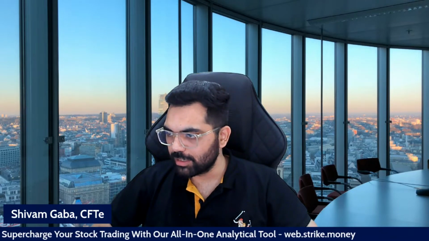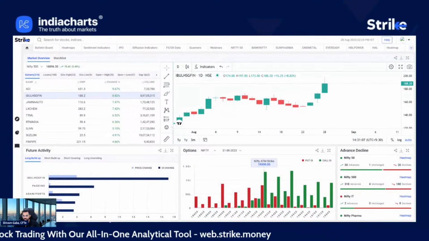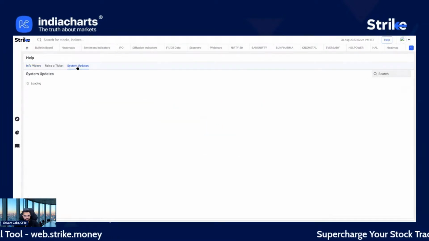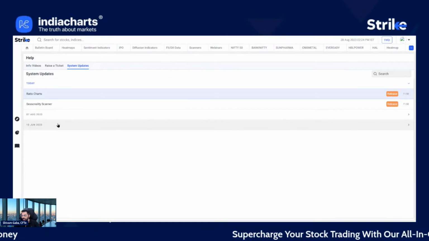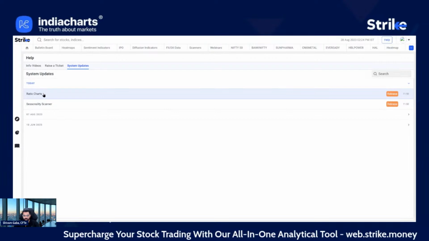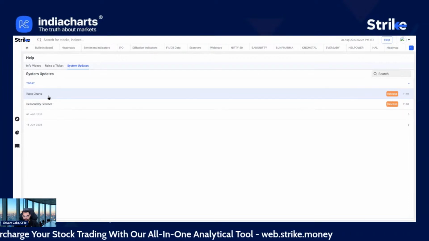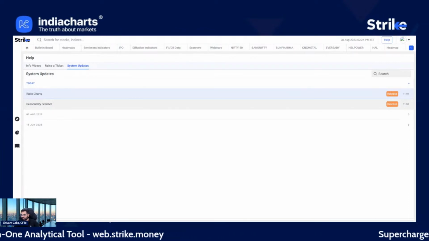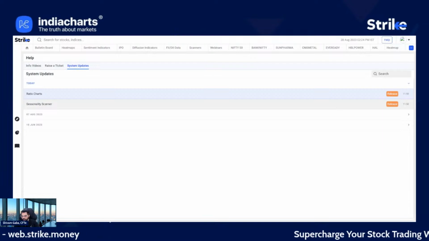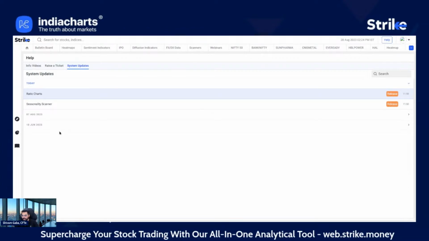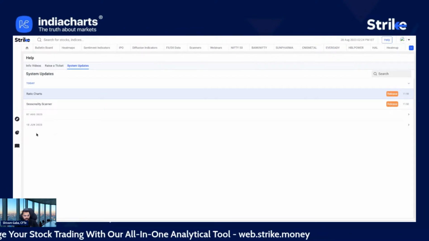So let me share my screen. So you can see when I go to the help section here in system updates, you can see whenever we release any new things. So in today's update, you can see two very important things have been released, one of which is ratio charts and the other one is seasonality scanner. So both are really helpful tools, and I'll be making separate YouTube videos on each one on how to use it. Right now, I'm just going to give an overview of both, and then we'll continue with our analysis.